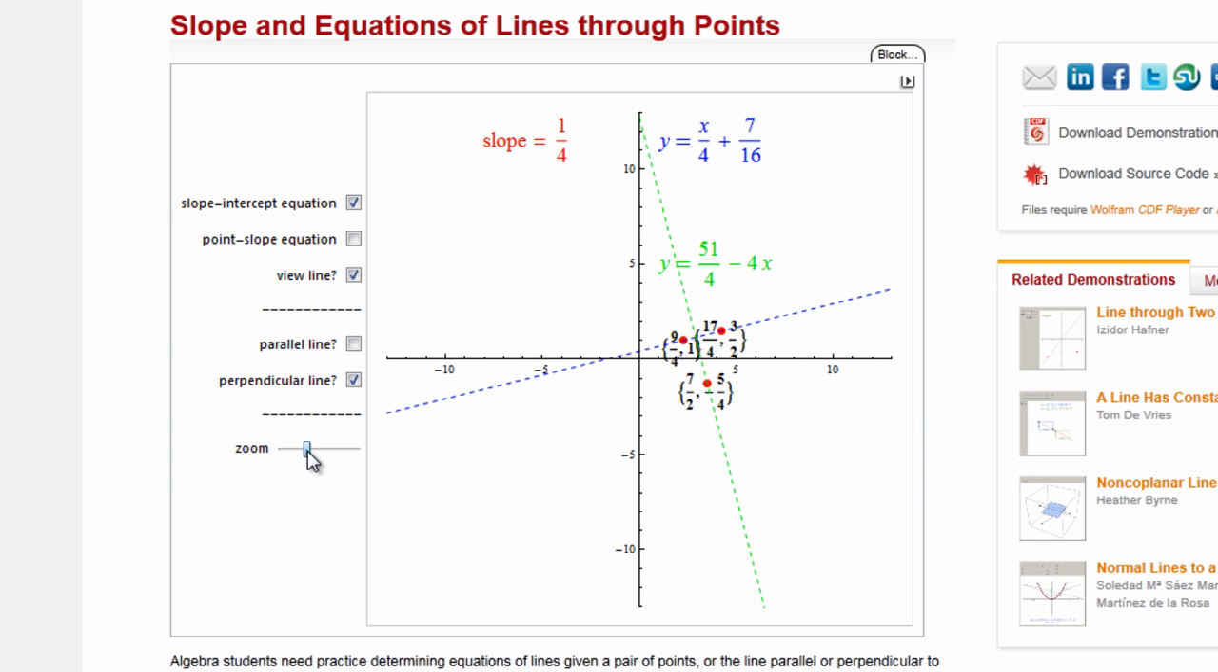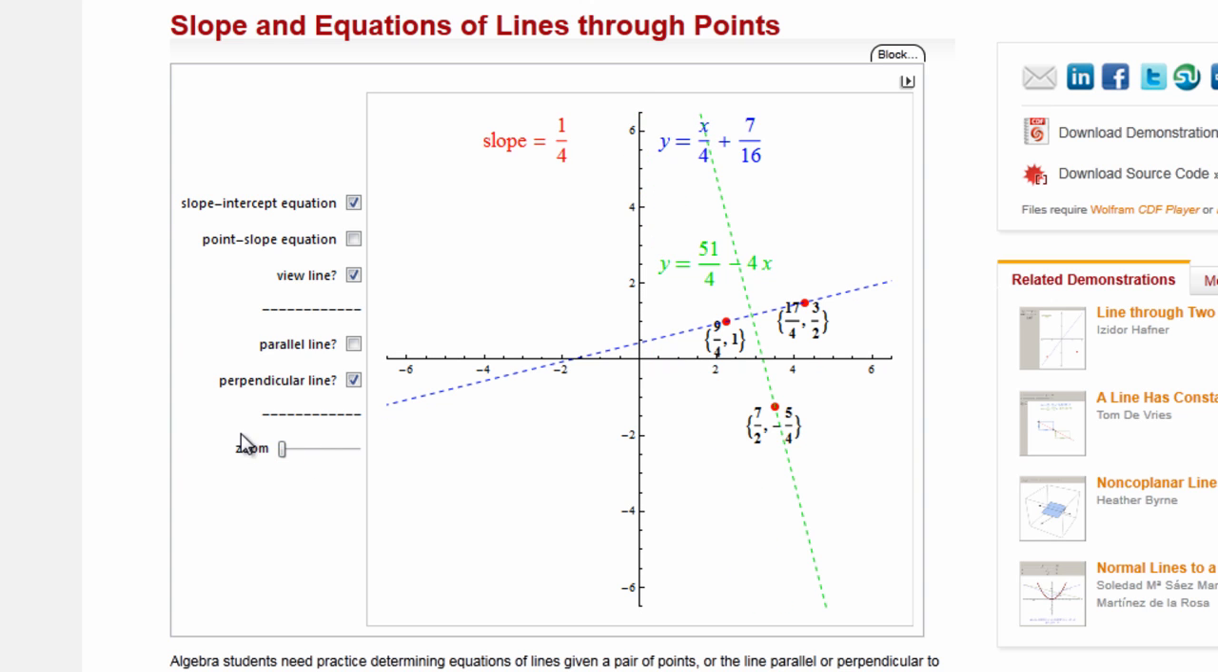By the way, on this applet you can zoom out and zoom in and stuff like that. And you could also view the point slope form of the equation if you want to. Not a very handy form of the equation though.